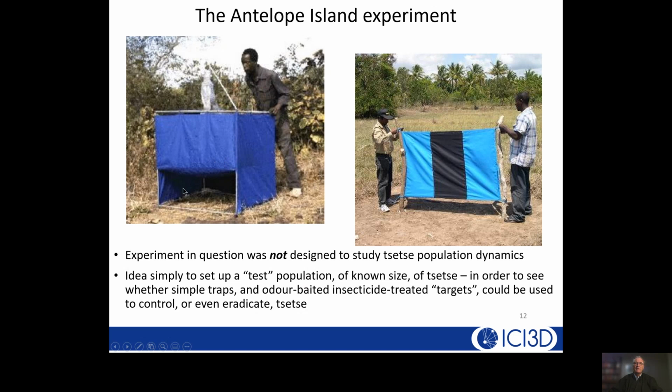Here's a trap. Here the flies would come in and get caught in the cage up at the top here and would die. But a much simpler thing is actually just to have a single sheet of cloth, blue, black. They are attracted to the blue, but they actually land on the black. So if you put some insecticide like deltamethrin on this cloth, then the flies land on it and they die. And the question is, if we were to use quite small numbers of these targets or traps on an island, could we actually use it to control or eradicate the flies on that island?